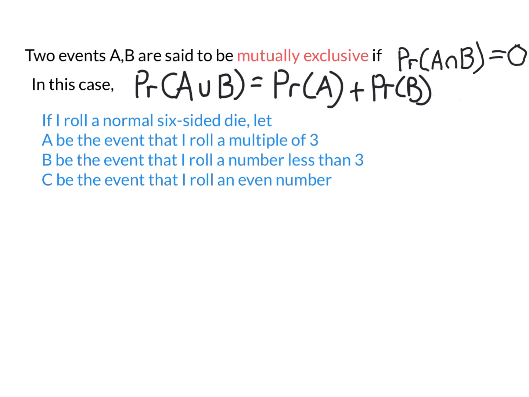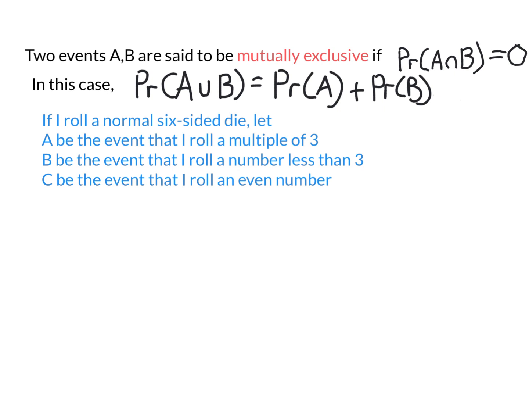Let's look at a slightly harder example. So again, we're talking about rolling a normal 6-sided die. A is the event I roll a multiple of 3, B is the event I roll a number less than 3, and C is the event that I roll an even number. So let's decide whether these constitute mutually exclusive events.